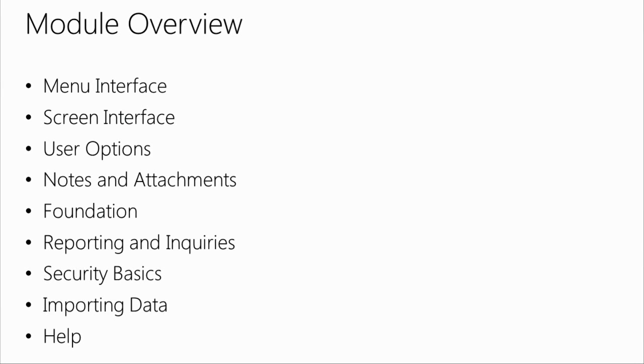works. We'll talk about some user options that you can set that actually change the way things work in Dynamics SL. We'll talk about notes and attachments. Talk a little bit about the foundation setup, some things that you need to think about when you're getting ready to set up SL. We'll do some reporting and inquiry information, some security basics, how to import data into SL, and the idea behind that and options, and then we'll finish on the help.